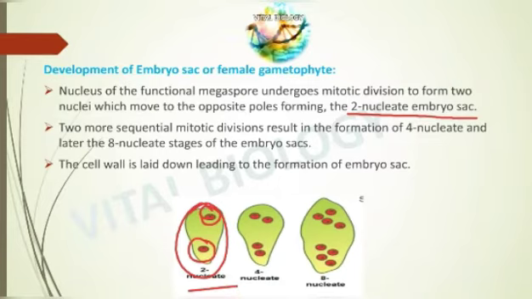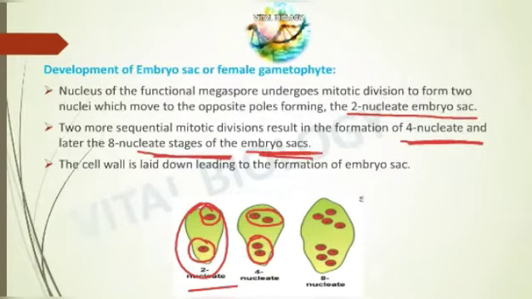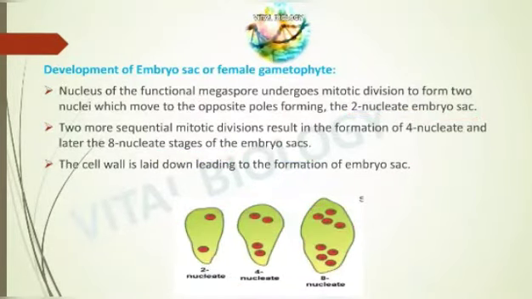Again these 2 nuclei divide mitotically and result in the formation of 4 nuclei. Here you can observe these are 4 now, right? And later again the 8 nucleate stage of the embryo sac is formed. So here you can observe that 8 nuclei are present finally. Okay, I think you have understood this concept. If you are not understanding this, listen to the class again and again so that you can understand it clearly.